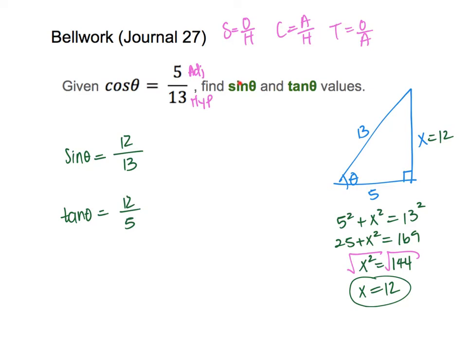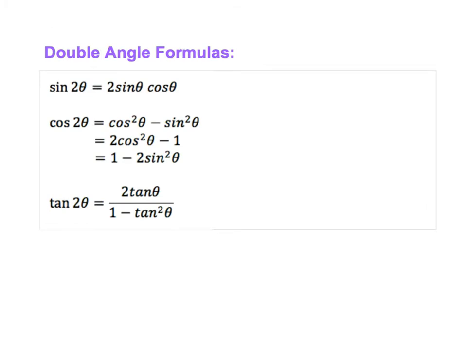And that's how I find those trig values: I have to start by taking what I know, building a triangle, and maybe finding the missing side, and then I can find the other trig values. All right, so this skill is going to come in super handy today when we learn something called the double angle formula. These are the last set of formulas that I will teach you.